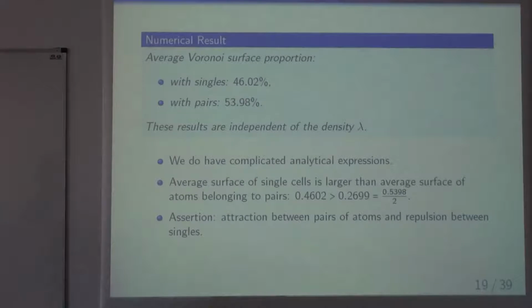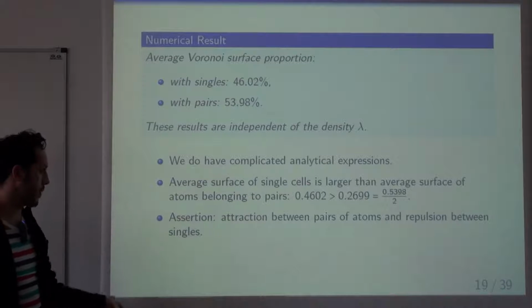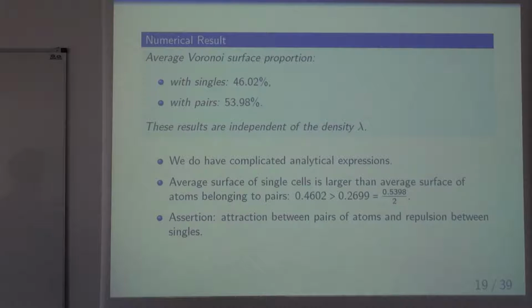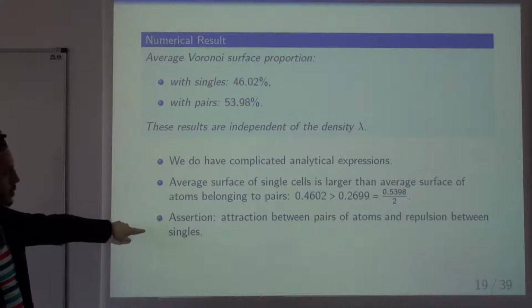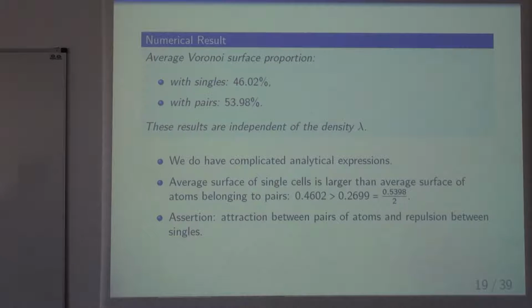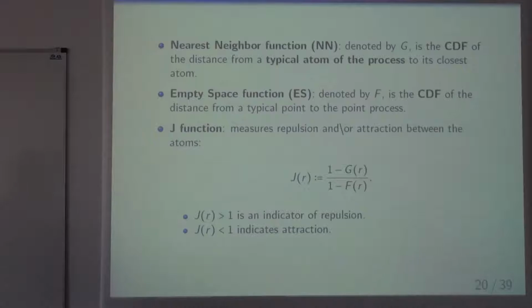In a numerical result for the Voronoi cells, we have that the average surface of single cells is larger than the average surface of atoms belonging to pairs. So as a first assertion, we have that there's an attraction between pairs, which is obvious, and we see a repulsion between singles. We were concerned after this about these properties of repulsion and attraction of our new point process. That's why we need to use these functions.